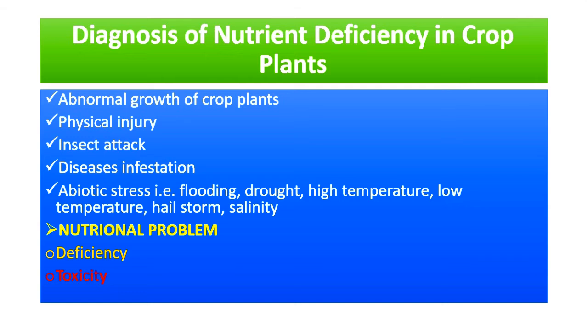It might be a physical injury, which also might be due to insect attack, and another cause is disease infestation. The causes may be abiotic stress, that is flooding, drought, high temperature, low temperature, hailstorm, salinity, etc. And the most important is the nutritional problem. The nutritional problem can occur by the deficiency of nutrients and the excessive uptake of nutrients, that is the toxicity of nutrients.